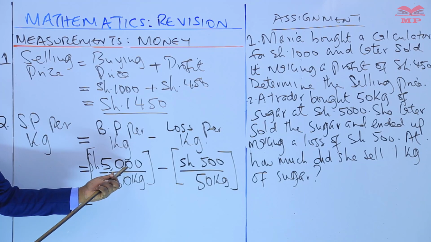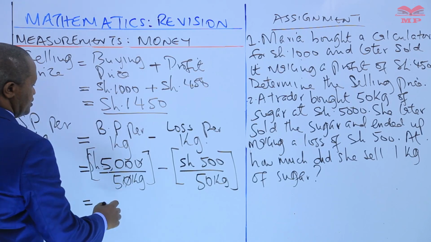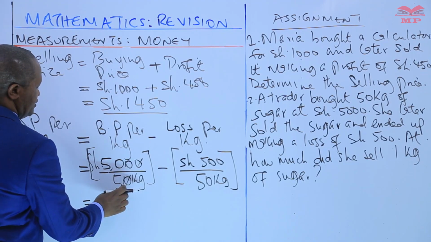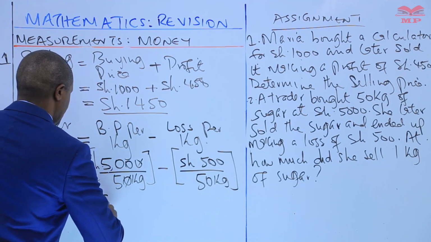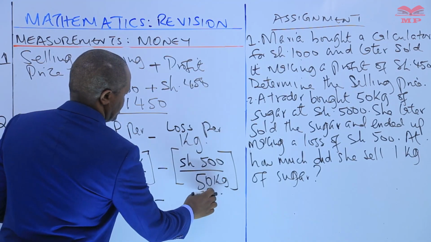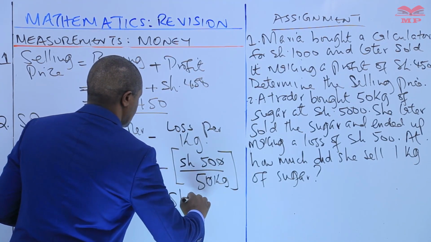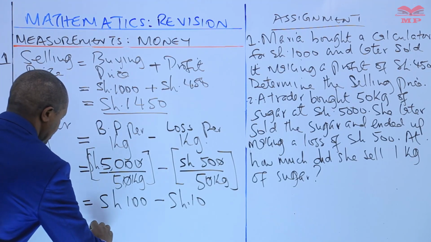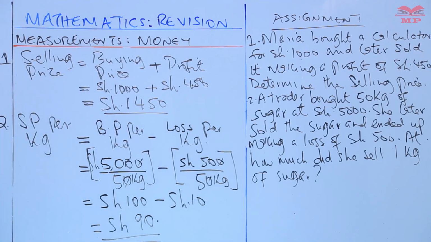So buying price per kilogram, 5,000 over 50, this 0 will cancel out, then 500 over 5, 500 divided by 5 is 100. So here we have 100 shillings, that is the buying price, minus 500 over 50, this 0 will cancel with that, then we have 10 shillings. So 100 shillings minus 10 shillings is equal to 90 shillings. So you have answered that question. You've answered the two questions.